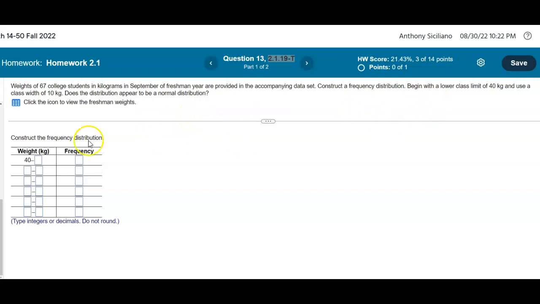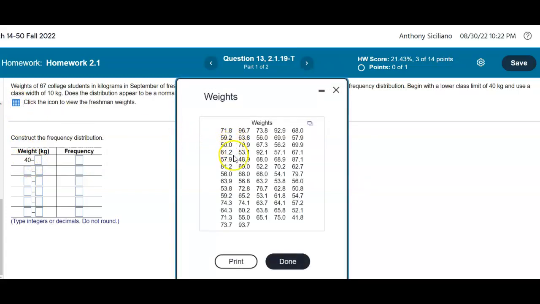Okay, so the first thing we do is we know that we have a lower class limit of 40. Now let's take a look at this data here. So this data has everything to the 10th place. So for the lower class limit, since we know our class width is 10, this is going to be 50, this is going to be 60, this is going to be 70, this is going to be 80, and then this is going to be 90.